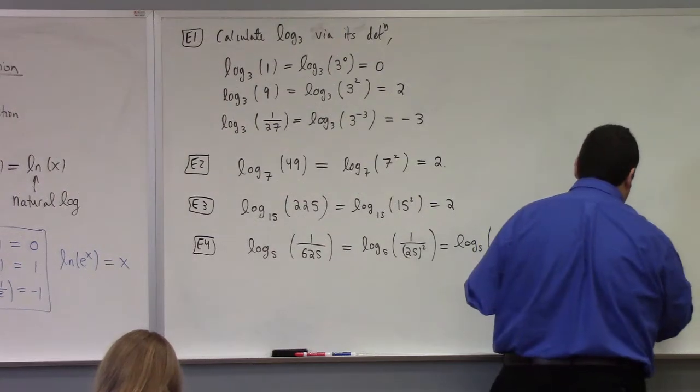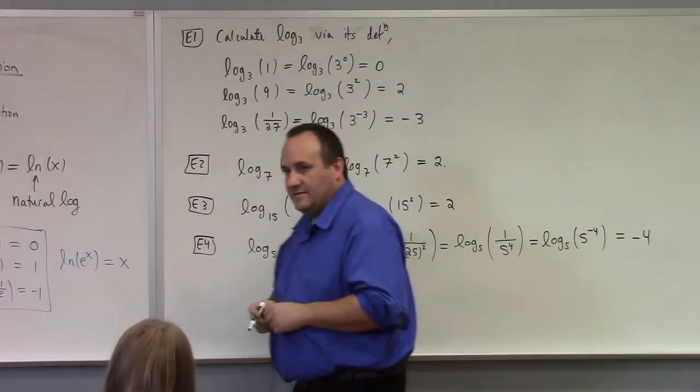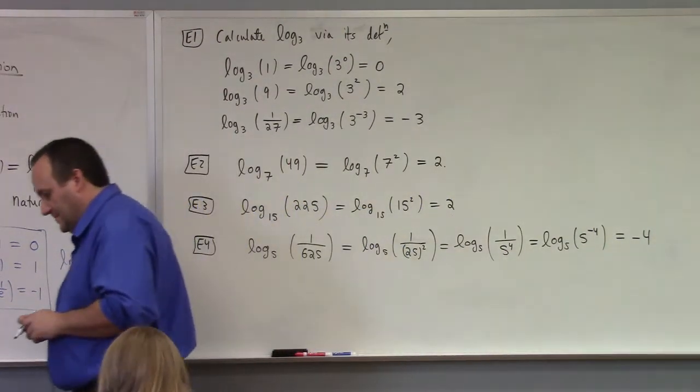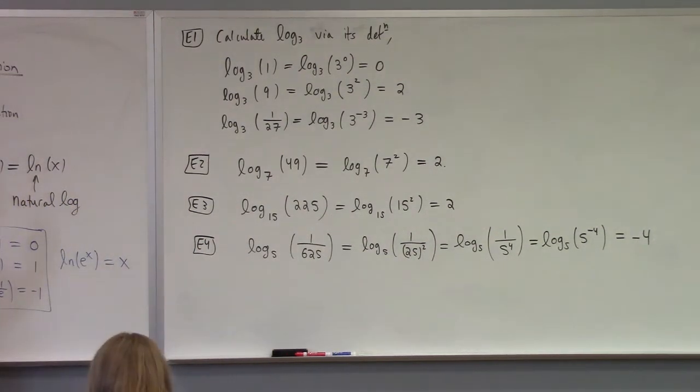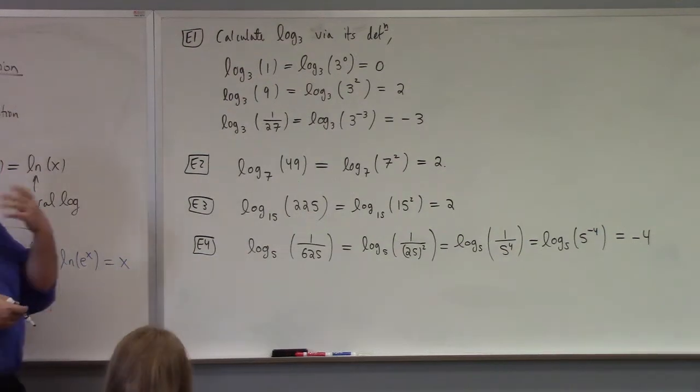But I think you see that this is a very unstable method, right? Is every number like a power of the base that you're looking at? Like, what if I want to calculate log base 3 of 10? What would I do then?